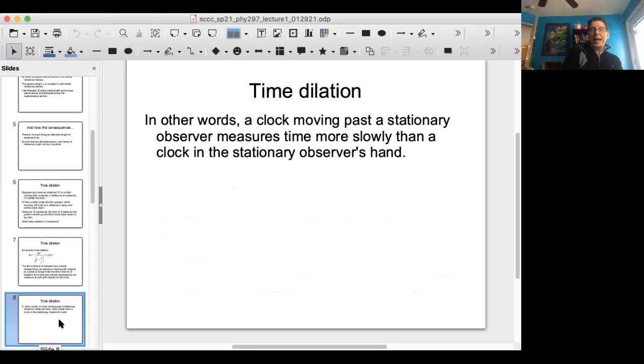A clock moving past a stationary observer measures time more slowly than a clock in the stationary observer's hand. So if you're traveling in deep space close to the speed of light and then come back to the Earth, you'll be quite a bit younger than your twin who stayed back on the Earth.